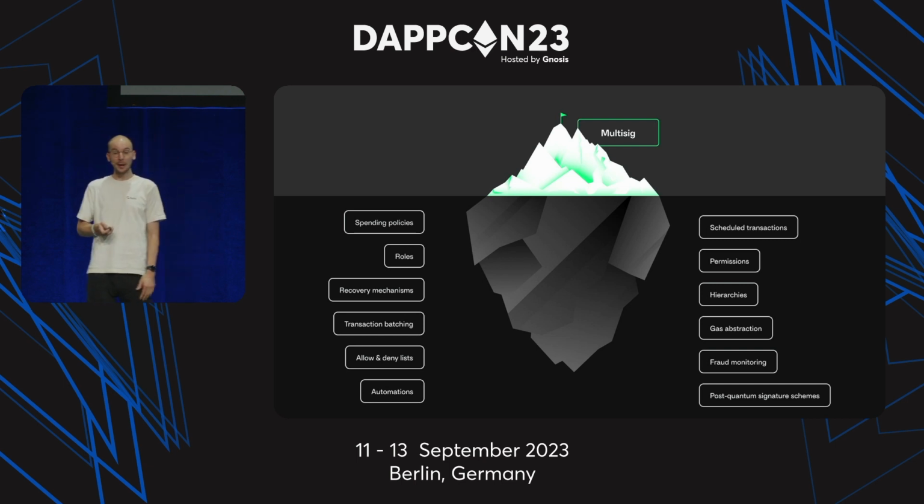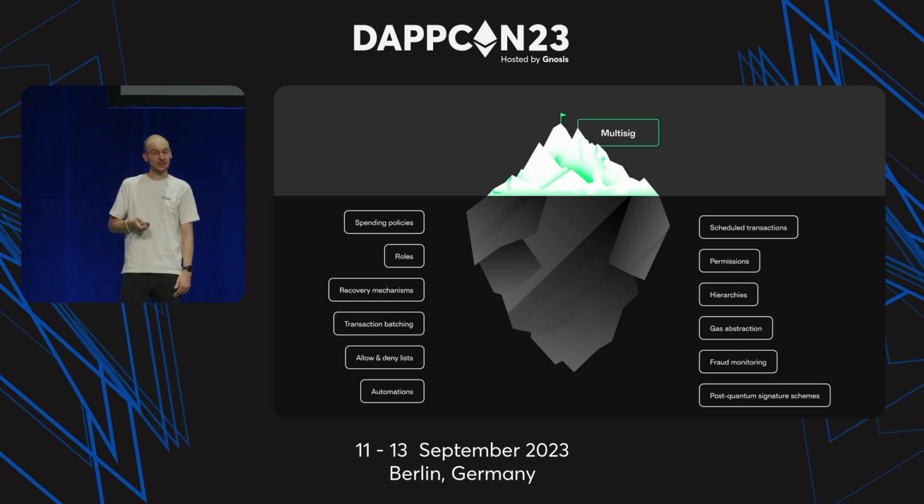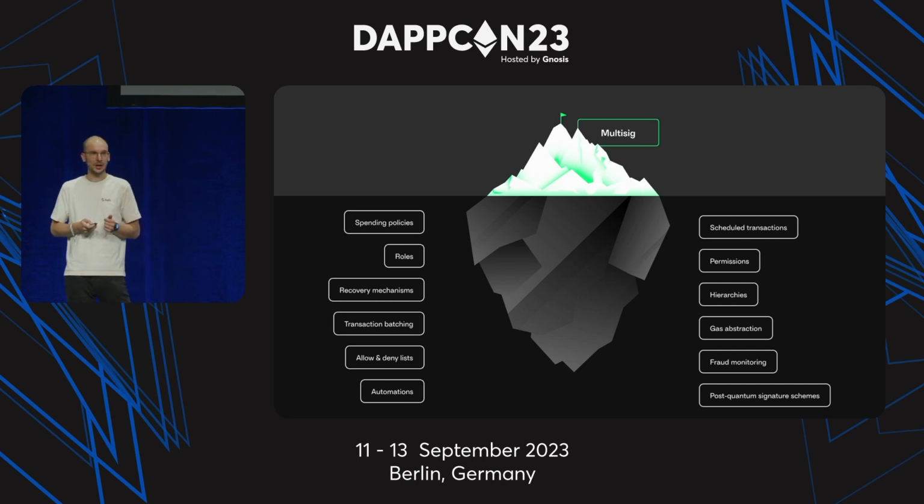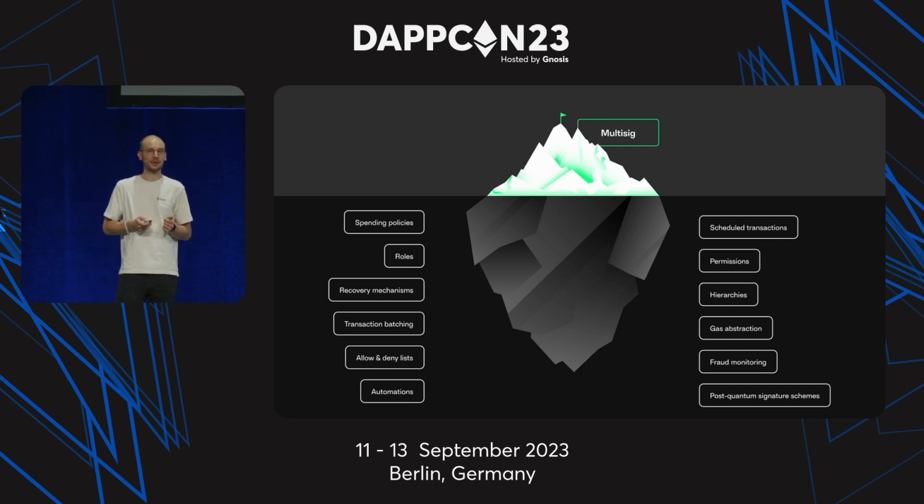I mentioned a couple of things here below the waterline. Some things such as spending policies, they're actually live in our product. Some other things are being developed. Others are still a thing of the future. Some of these opportunities are done via actors in the Safe ecosystem. But yes, we have those challenges that smart accounts on a general level have inside the Safe ecosystem as well. And we need to solve for this.